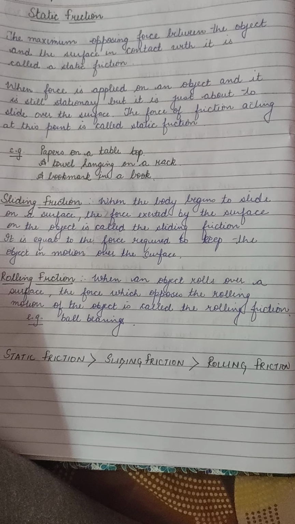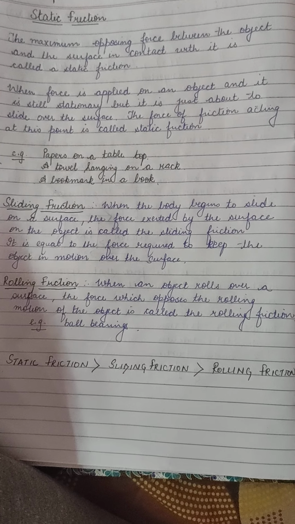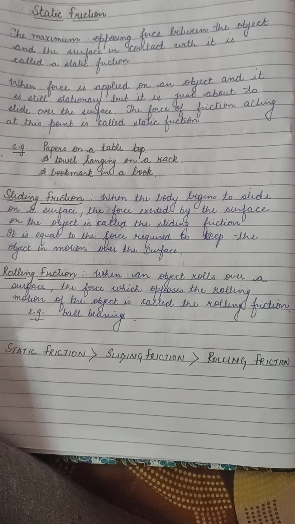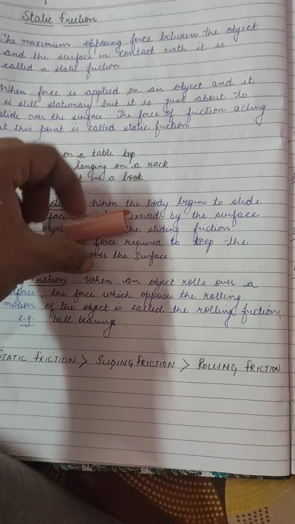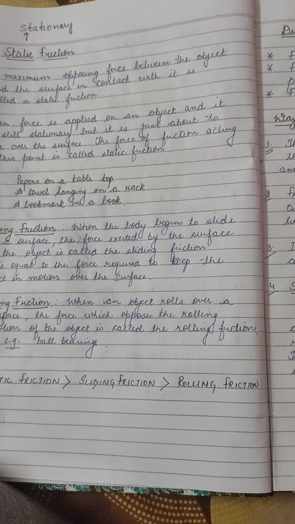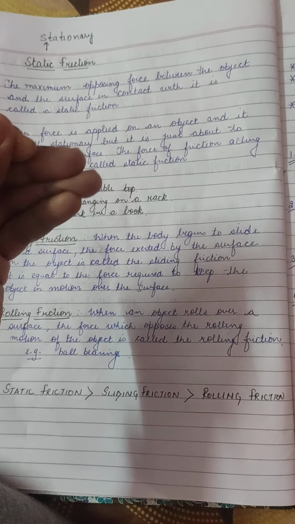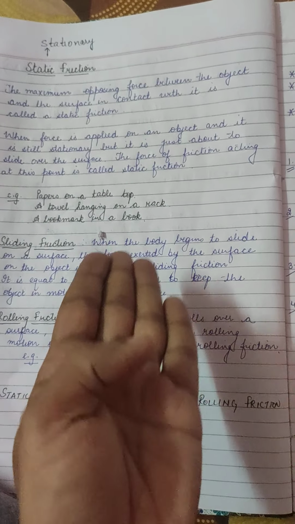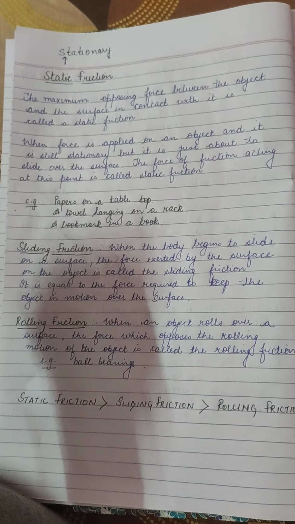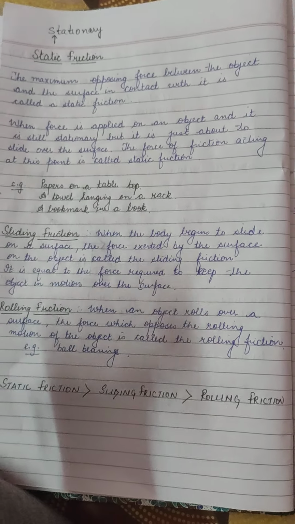Next we have rolling friction. When an object rolls over the surface, the force which opposes the rolling motion of the body is called rolling friction. Yesterday also I told you, suppose this is the cap I have. This will not roll properly. Suppose I have this paper in my hand. Now when I move this paper, it is easy to roll it on the surface, like a ball or any other object. रोलिंग friction कब होगी?